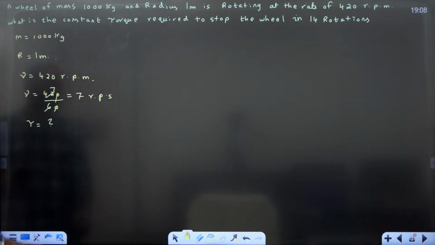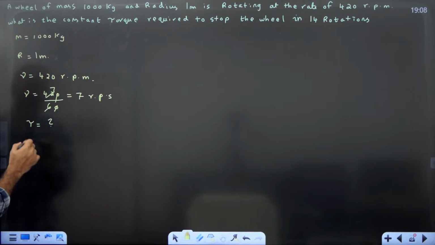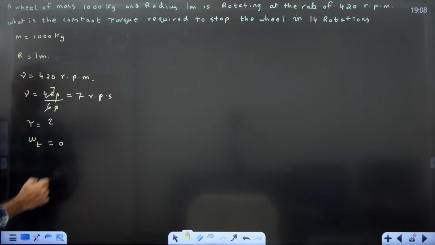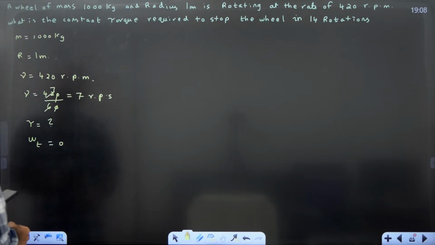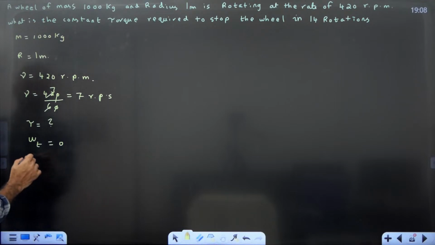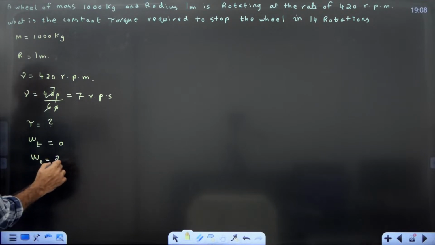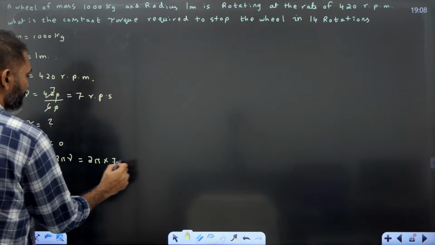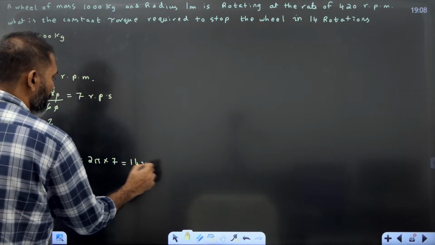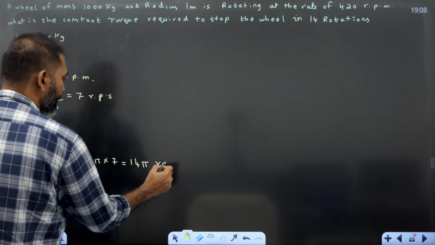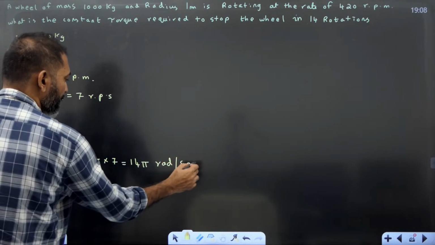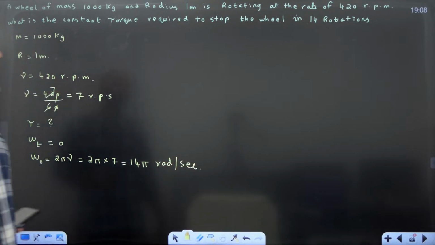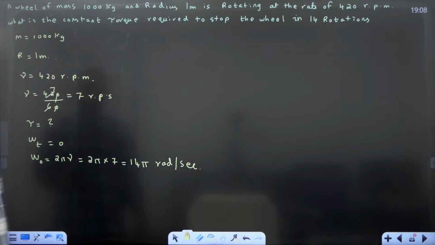Required to stop means what? Final angular velocity omega t is equal to 0. Initial angular velocity omega 0 is equal to 2 pi nu, that is 2 pi into 7. So initial angular velocity is 14 pi radians per second. It has to be stopped in 14 rotations.